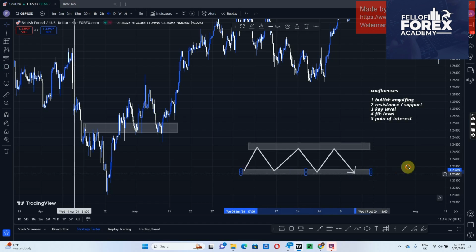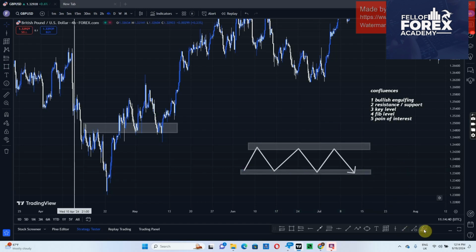Perfect. Good. So where is a support here? This is a support, this zone. Market has touched here once, twice, three and four times. The same here. The market has touched this resistance once, twice, and thrice. So when price touches a zone more than two times, automatically it becomes a point of interest.